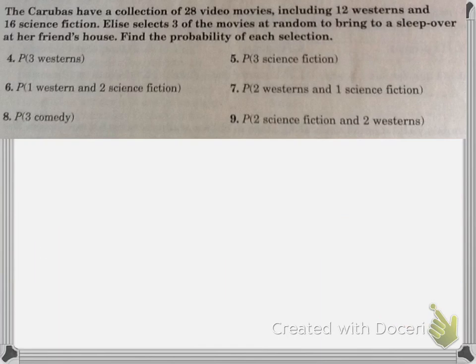The Karubas have a collection of 28 video movies, including 12 westerns and 16 science fiction. Elise selects 3 at random to bring to a sleepover. Find the probabilities of each selection. So, the probability of 3 westerns, does it matter the order she grabs them? Nope. This is the same as the sleepover question from the other day, except we're dealing with the Karubas today. So it would be combination 12-3 over combination 28-3. 7%.